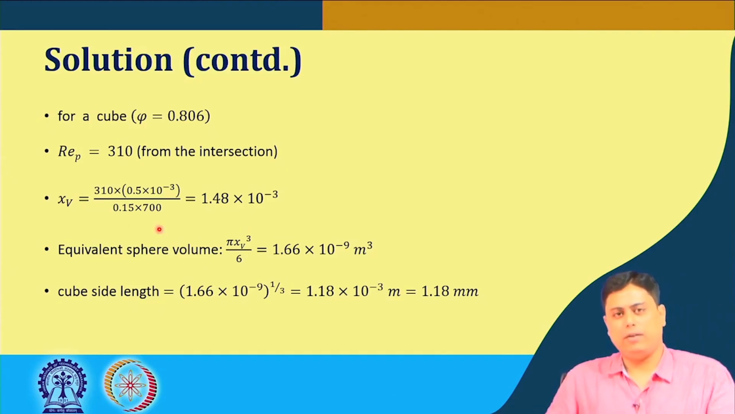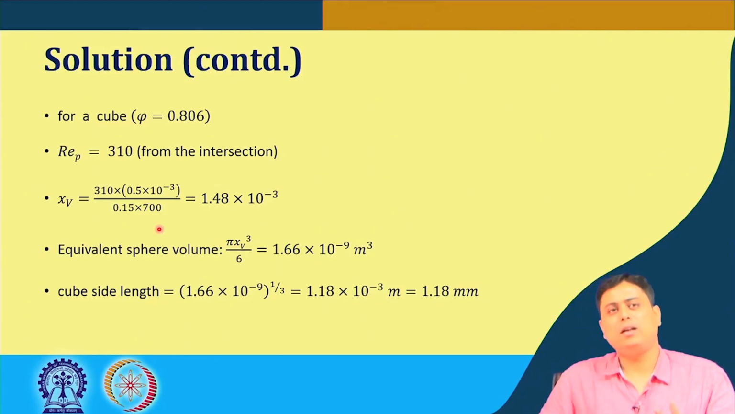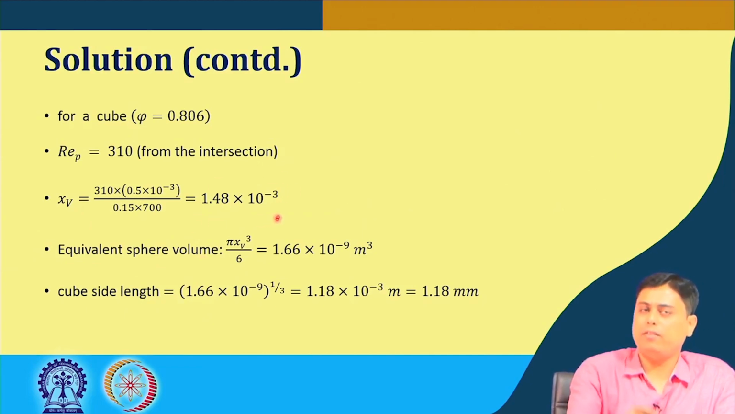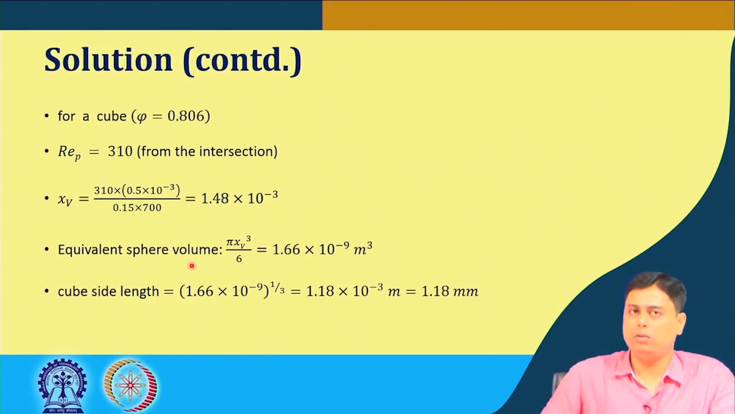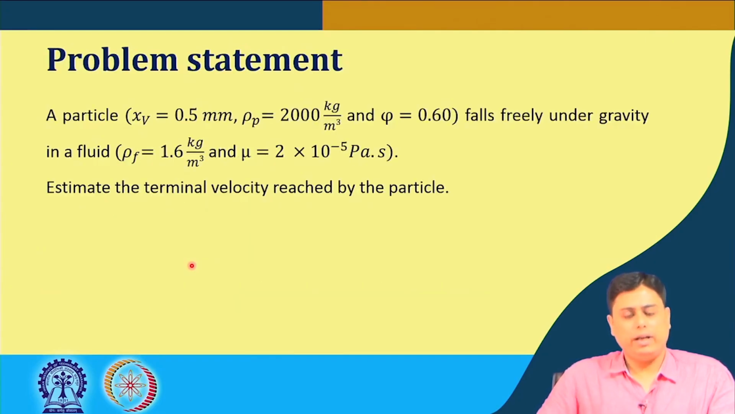Now, these REP expressions are valid for the equivalent sphere diameter. So, it can be said that a sphere having 1.48 millimeter diameter and a sphericity of 0.806, which is basically the sphericity of a cube, is settling at the same rate. Now, we can find the volume of that spherical object, which is the equivalent sphere volume, and since this is the same volume as the cube, we can find its side length. With this, we move on to the next problem.